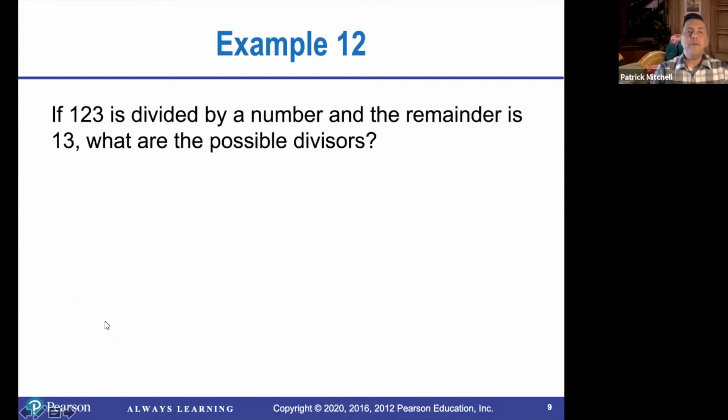All right, if 123 is divided by a number and the remainder is 13, what are the possible divisors? This is a great problem. I just love this problem.